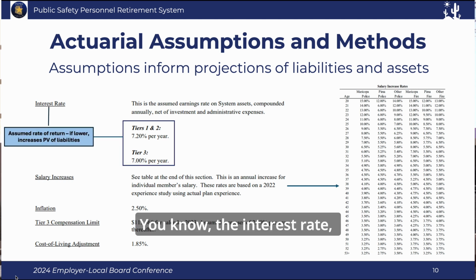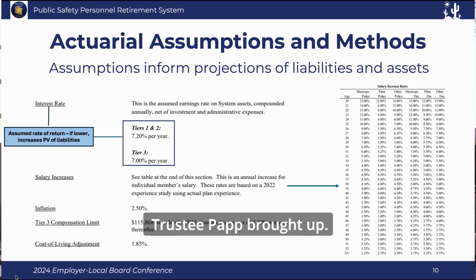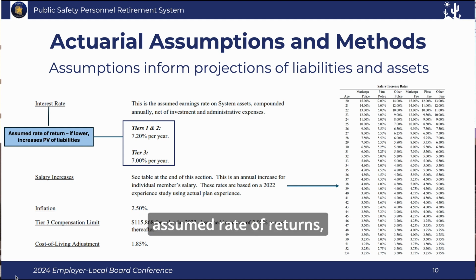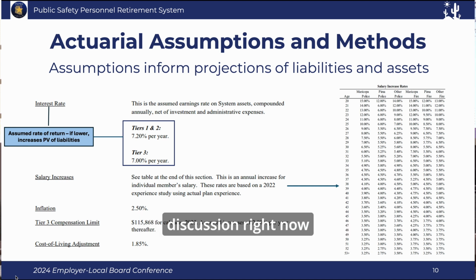You know, the interest rate, the assumed rate of return, if it's lower, it's an increase in the present value of liabilities. This is a topic that even trustee Matt brought up, so it's a common topic that we hear out there a lot. We currently have 2 assumed rates of return depending on the tier. It's an active discussion right now about how to organize that.